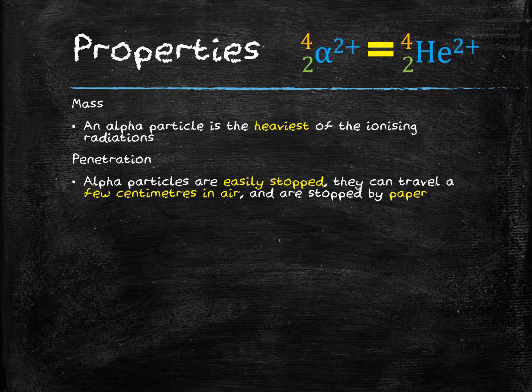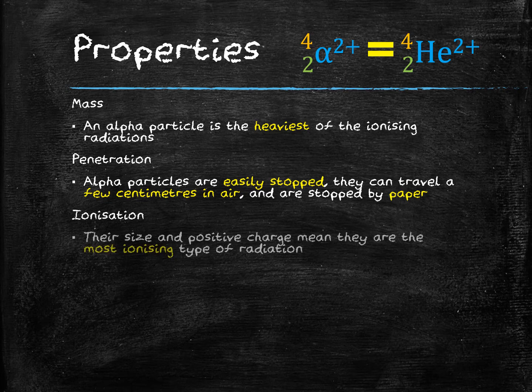Penetration. What can it get through? Alpha particles are easily stopped. They are big, and the properties that they have mean that they can only travel a few centimeters in air, and they're easily stopped by paper or even skin. Like literally the top layer of skin is enough to stop the alpha particles.